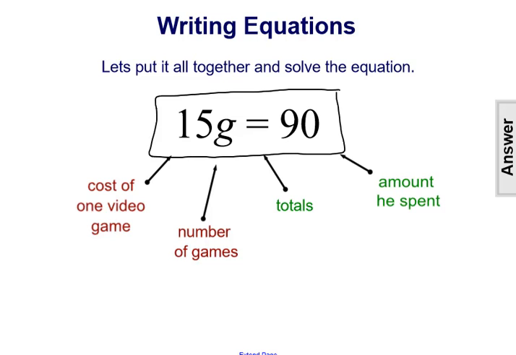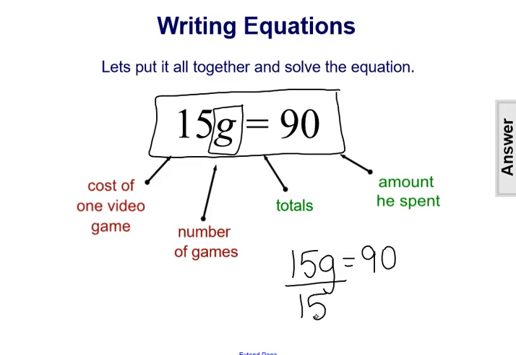Now to solve, we need to get that variable, that G, by itself on the left side of the equal sign. Right now it's being multiplied with 15. So if we have 15G equals 90, we can do the inverse of multiplying by 15 and divide by 15. But if I do that to the left side of the equation, I also have to do it to the right. So if we divide, that will give us G equals 6.